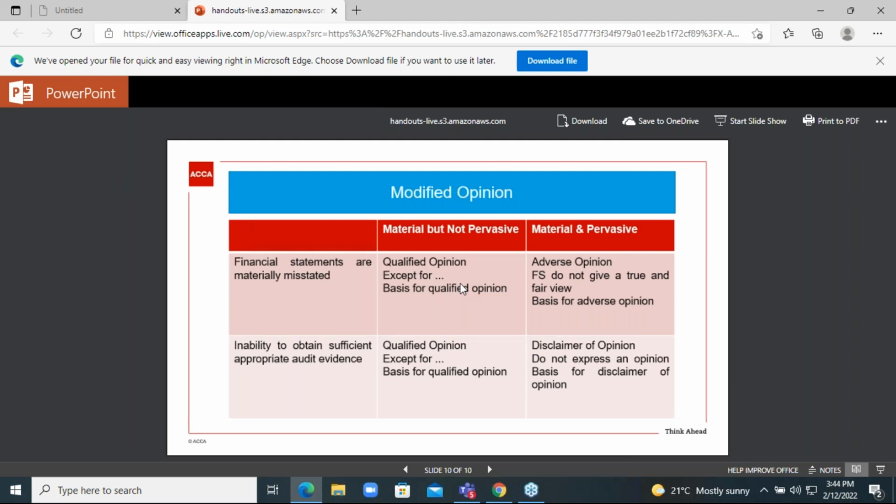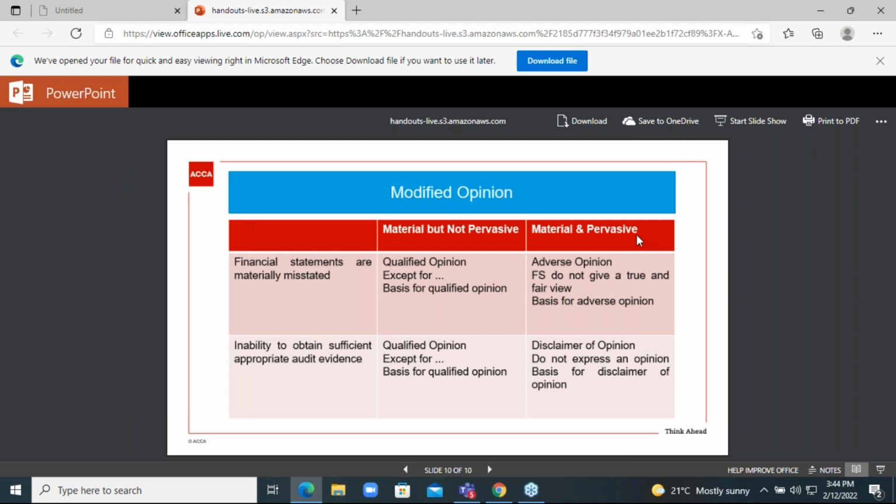For this purpose, we usually use this table. This table is very effective. It is also available in your resource packs like Kaplan book and Gilbert book. So you can see there are two options on x-axis and there are two options on y-axis. On x-axis we can see material but not pervasive and material and pervasive. So there are two types of misstatements. One, material misstatement, or other, material and pervasive misstatement.